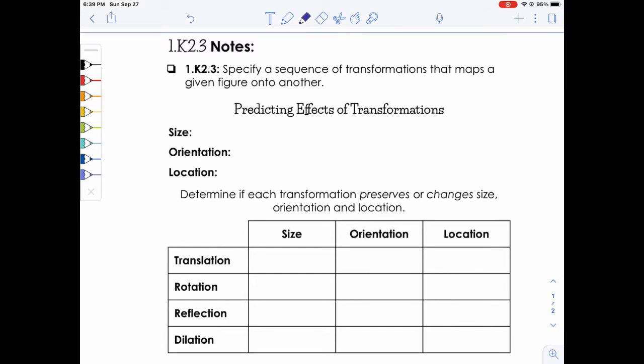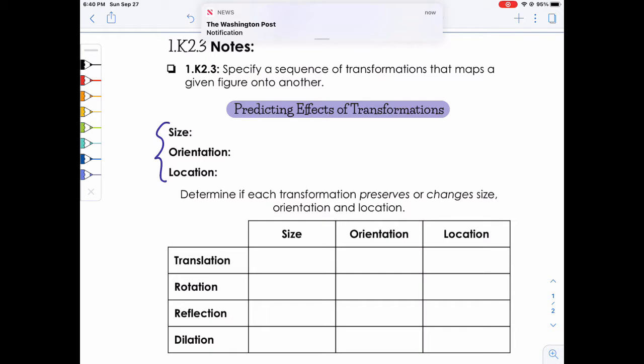Hello, everybody. Today in geometry, we're going to be taking some notes over predicting the effect of transformations. This is our 1.K2.3 standard and actually our last standard of this unit. So before we get into that, let's talk about size, orientation, and location. These are going to be the things that we refer to when we're talking about the effect of a transformation.